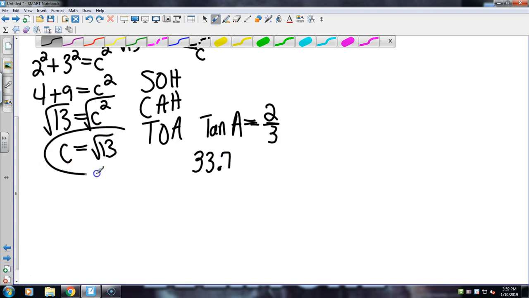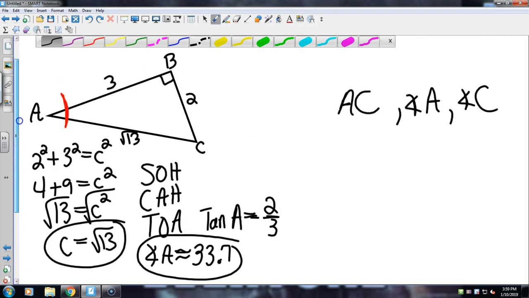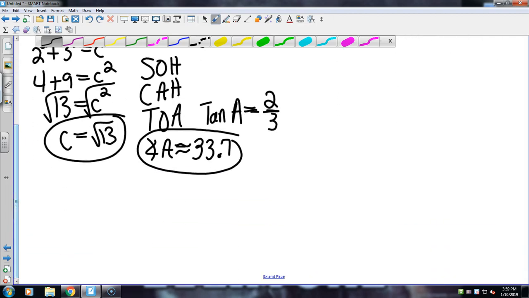Okay, so C is radical 13. Angle A is approximately 33.7. Then I'm going to take 90 and subtract 33.7, and that's going to give me angle C. So angle C is approximately 56.3.